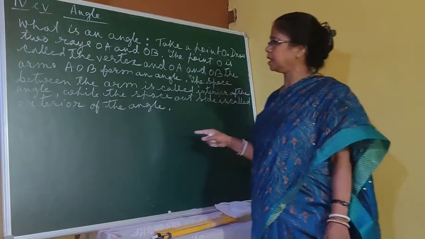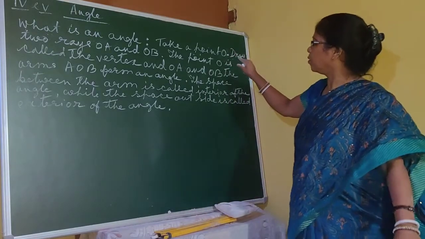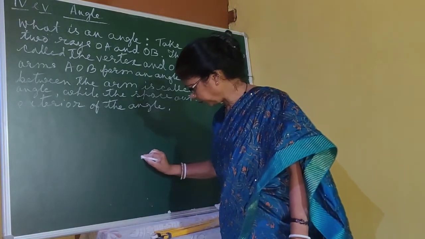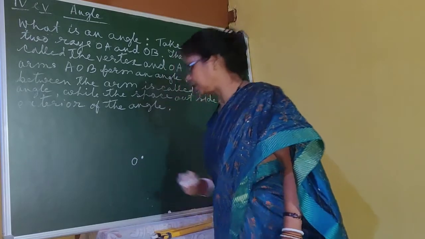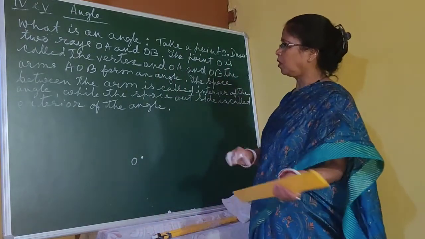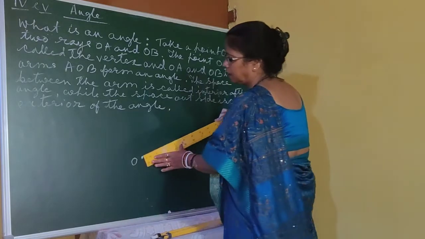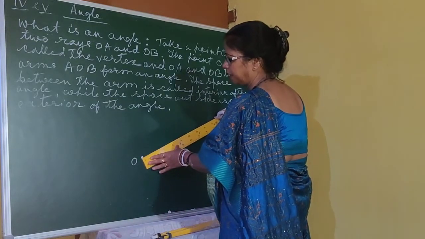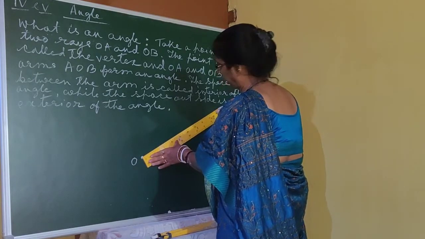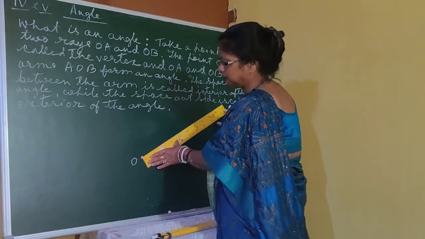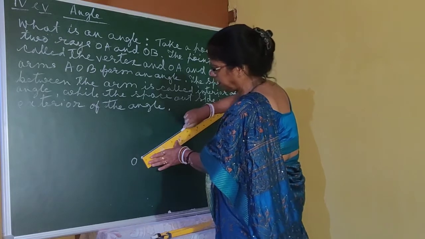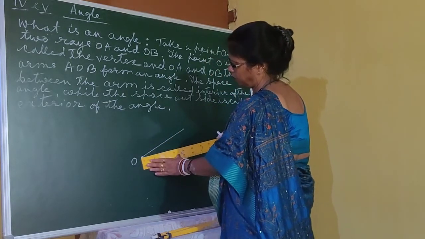Now see first what is written. Take a point O. Its name is O. It's called a vertex. Then from O, draw two rays. Not a line, two rays. That means it is a fixed point, and from here two rays will come. That means it extends on one side.